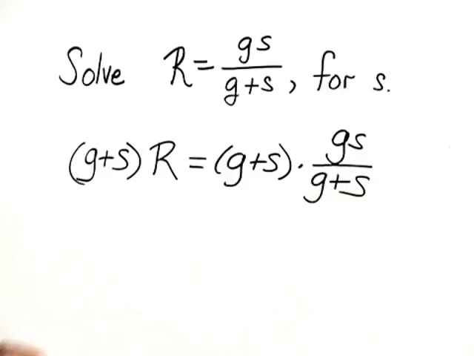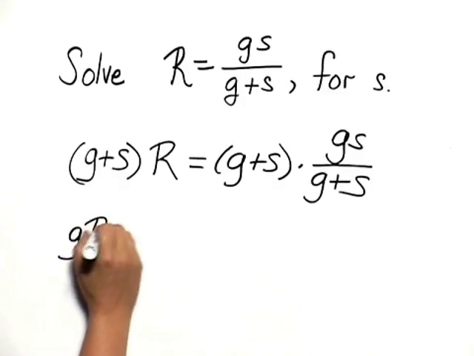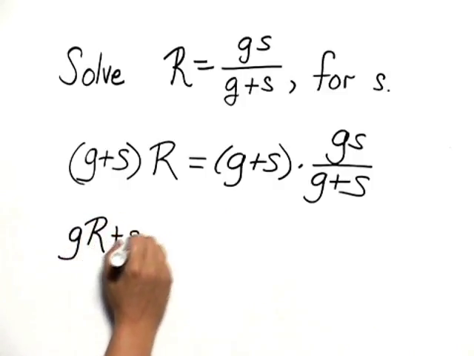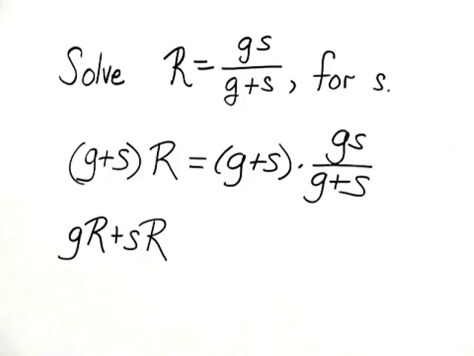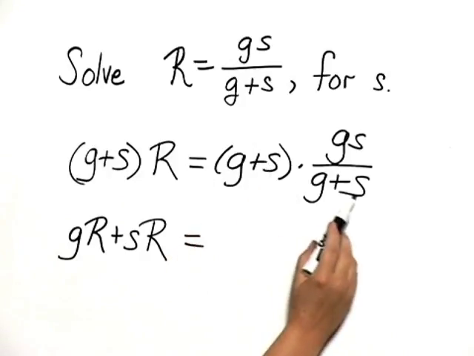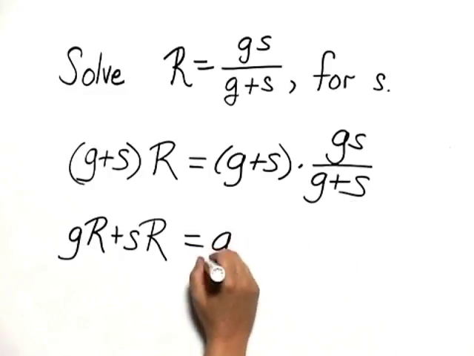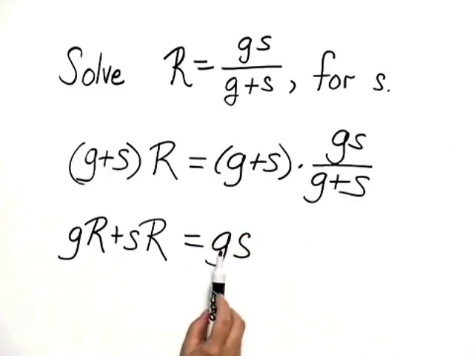Now on the left side of the equation I can multiply this out. This would be g times r plus s times r. And on the right side, g plus s divided by g plus s would be 1. So I'm just left with gs. Now I still have two occurrences of s.